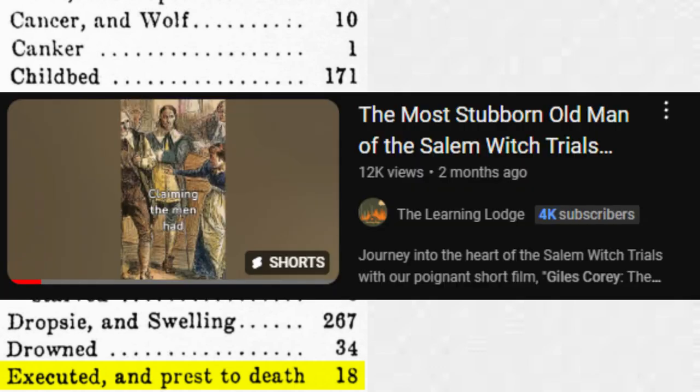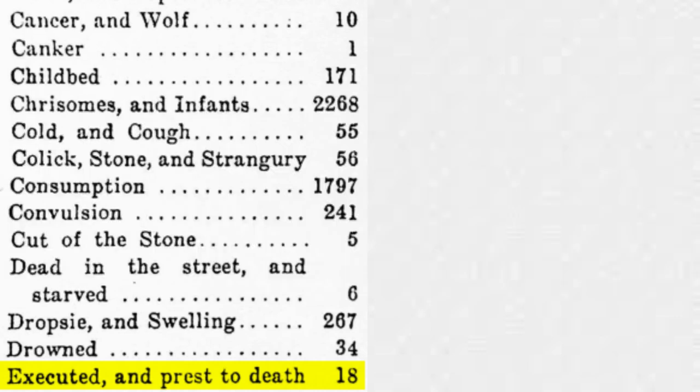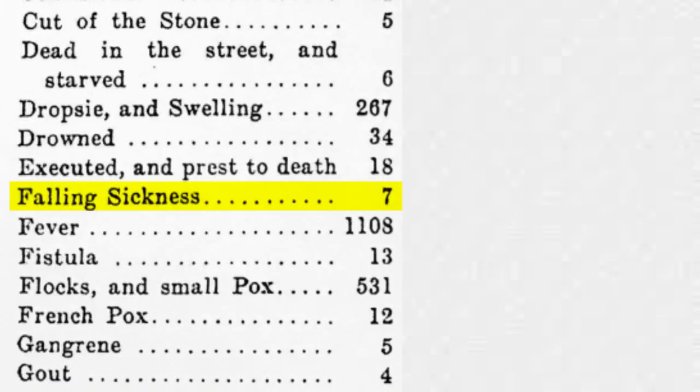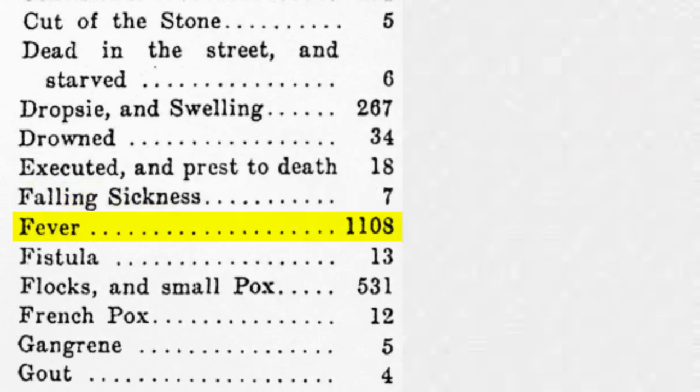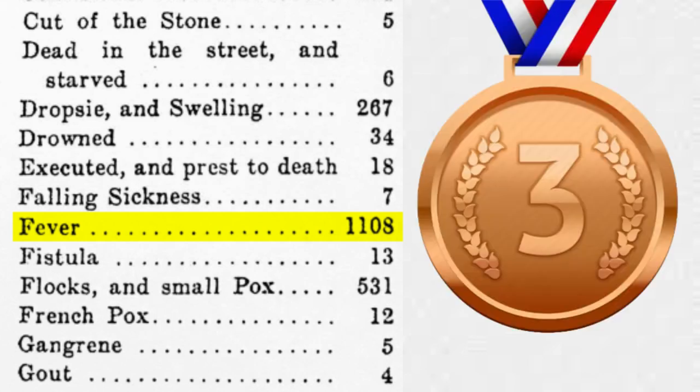Check out the related short on Giles Corey if you want to learn more about this horrific method of punishment and execution called being pressed. 7 died of falling sickness, or as we know it today, epilepsy and seizures. 1,108 died of fever, which takes bronze in the competition to kill the most Londoners.